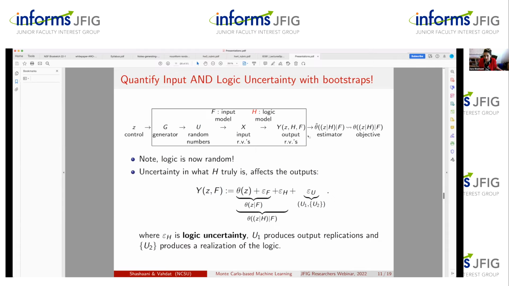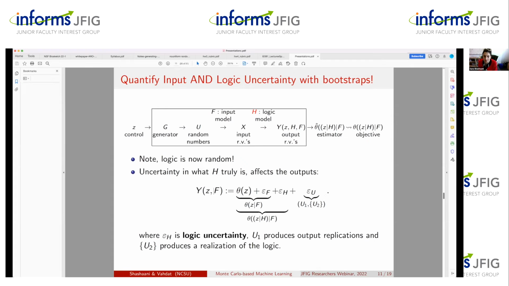I'm missing H here. I have it in the next slide, but here I noticed too late that I have a typo. Okay, but now when I decompose this, I see that this is in fact going to be a theta of Z given the model and given the input distribution. So I have two inner conditions, right? But then I just follow the same steps as I described before to see that I have these different sources of uncertainty that are associated with the input model, the logic, and the stochasticity.